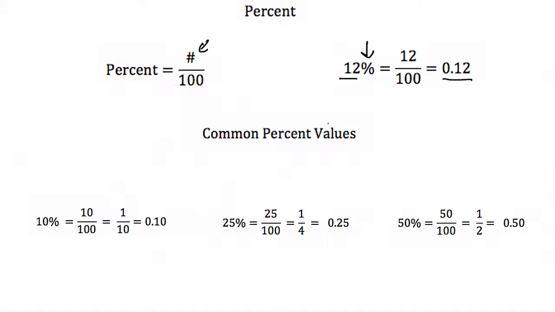So some common percents that you'll see are 10%. Well, that's just 10 over 100, and you could reduce that down to 1/10. And then 1/10 in decimal form is 0.10. Again, 25% would be just 25 over 100. And that reduces to 1/4, or 0.25. And 50% is 50 over 100, which reduces to 1/2, or 0.50. So if we're asked for 50% of some number, they're asking us to find half of that number.